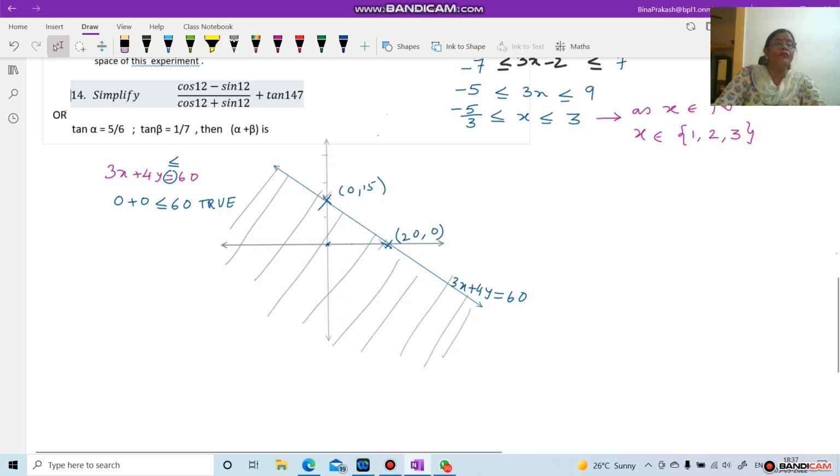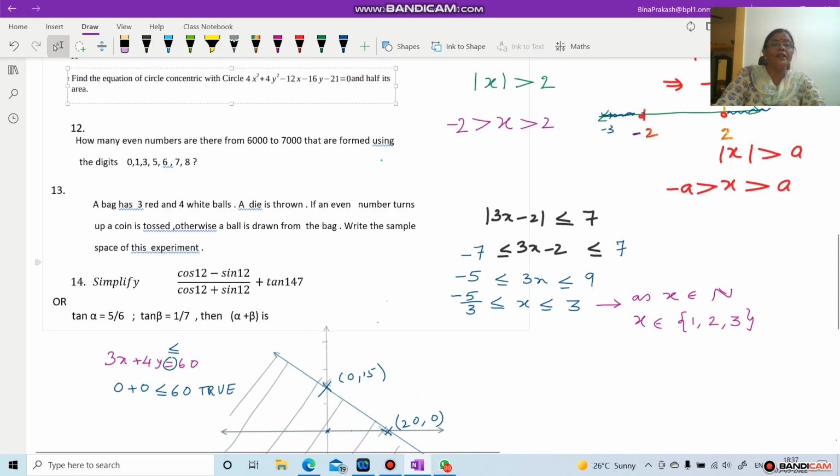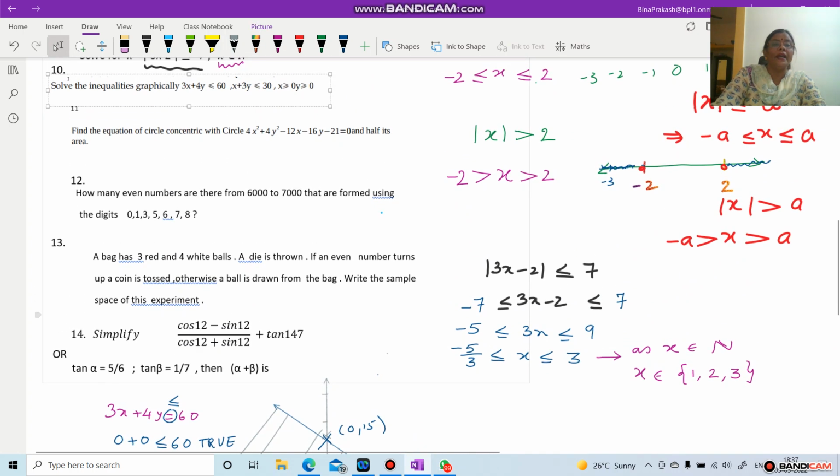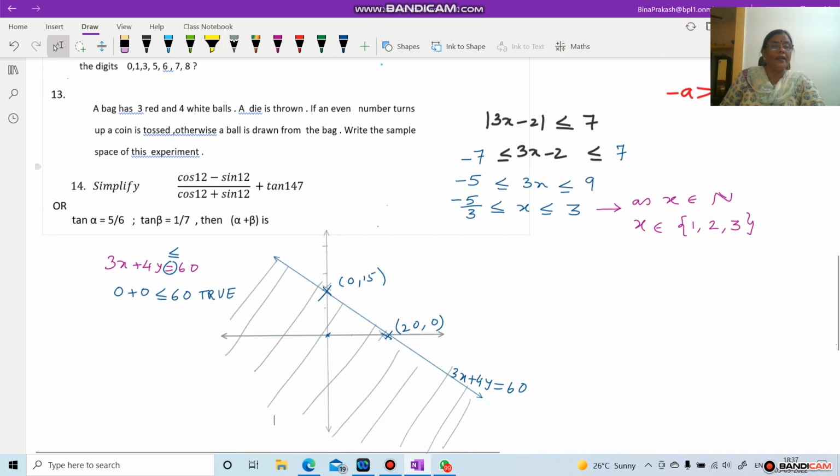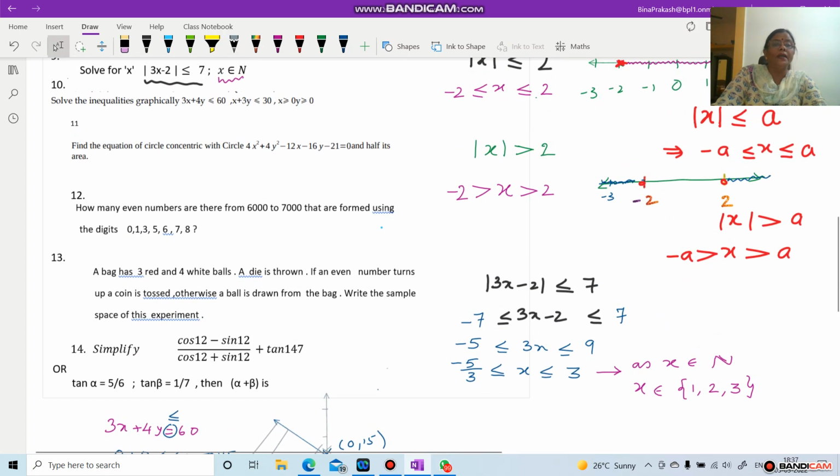Now we need to move further. The next line that we have is x plus 3y is equal to 30. Let me check once again what the inequality is. Both the inequations are less than or equal to.